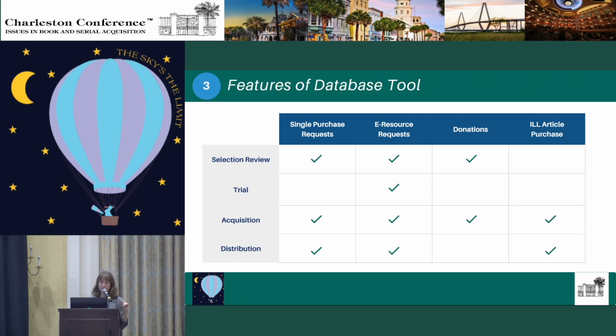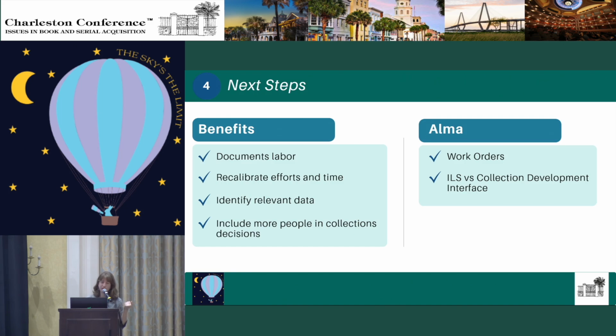Okay, so as I mentioned, part of the process was identifying these different steps and creating this linear trail. On the back end, just quickly, you'll see that something like selection review or trial are different functions. All right. And then with Alma, we're transitioning over to moving these functions into work orders, thinking about ILS versus collection development interface. Happy to talk about that more after. All right, thank you.